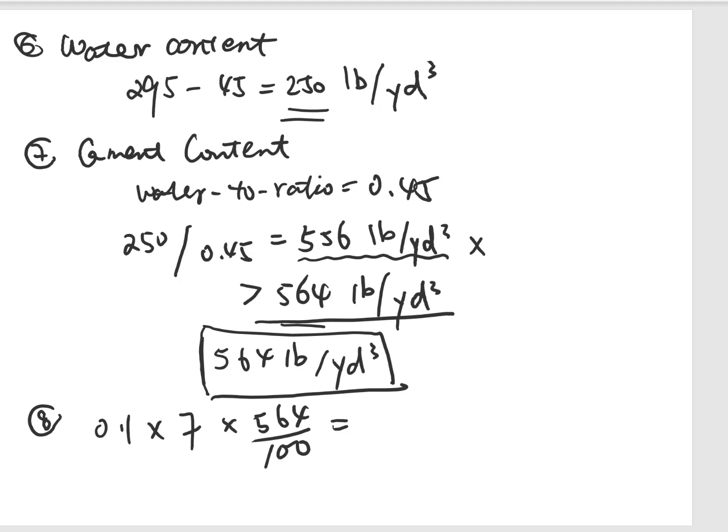So if you calculate this value, it's approximately equal to 3.9 fluid ounce per cubic yard of concrete. So this is the amount of air entrainer we need to use for this project.